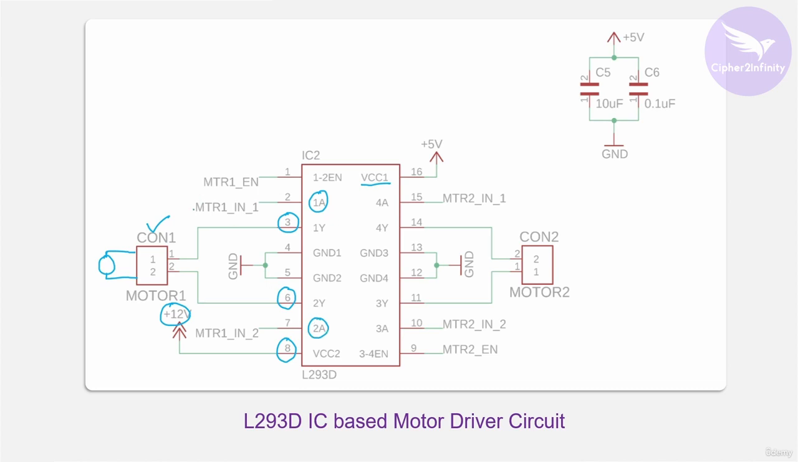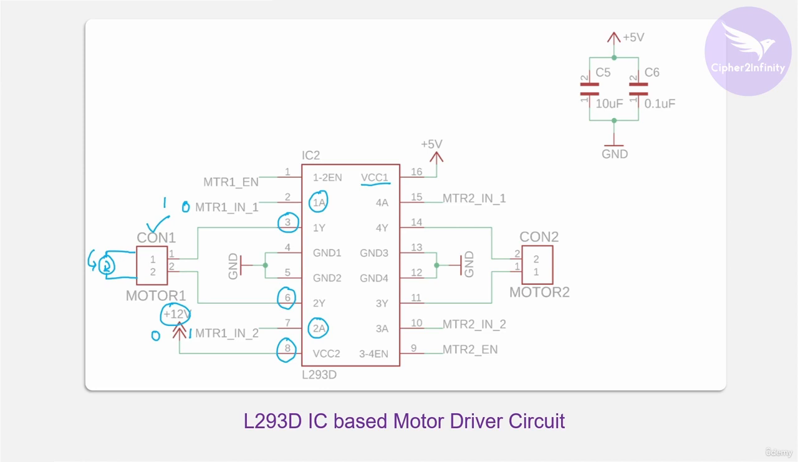So when you provide logic 0 here and logic 1 here, because of that this motor will start rotating in the clockwise direction. And if you alter the logic, if you provide logic 1 here and logic 0 here, then the motor will start rotating in the anti-clockwise direction. That's how we change the polarity of the motor.